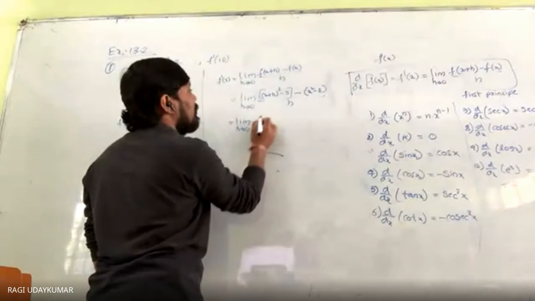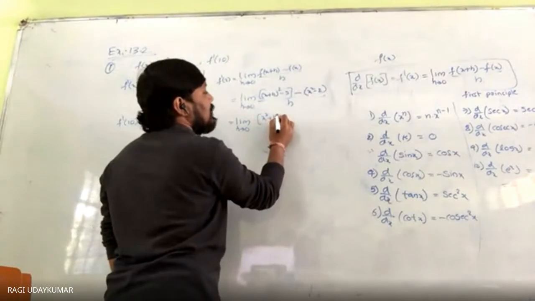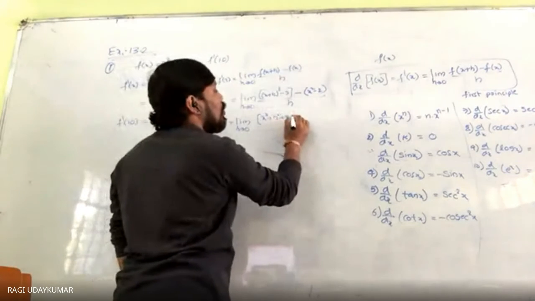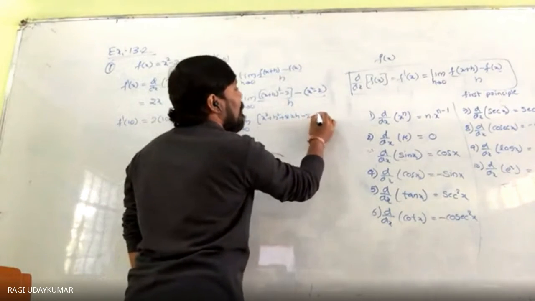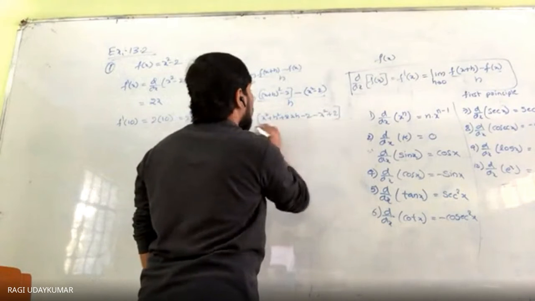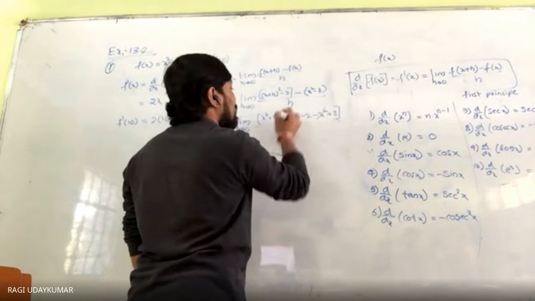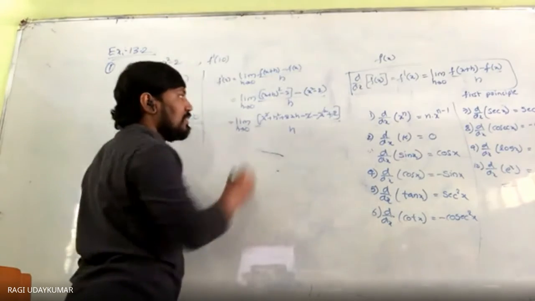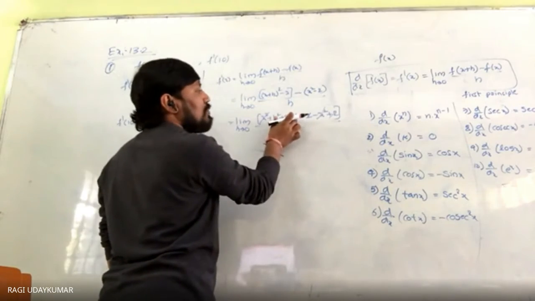Limit h tends to 0, (x plus h) whole square by the formula a square plus b square plus 2ab, minus 2, minus x square plus 2. x square will get cancelled, plus 2 minus 2 will get cancelled. Then what is left over? These two terms only are left over.